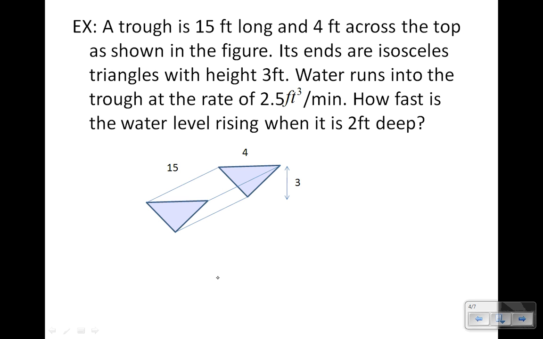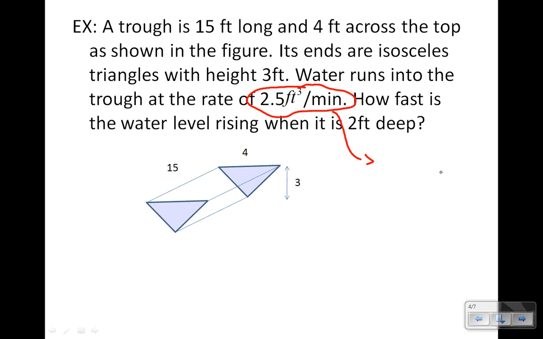Okay, second example. Kind of wondering where my sidebar went. It's okay, we'll just go with it. Okay, so we have a trough, and I drew the picture, and it's 15 feet long, 4 feet across the top, and 3 feet for its height. So it tells us water is going to be running into the trough at a rate of 2.5 feet cubed per minute. The units are really helpful here in trying to identify what exactly that is.